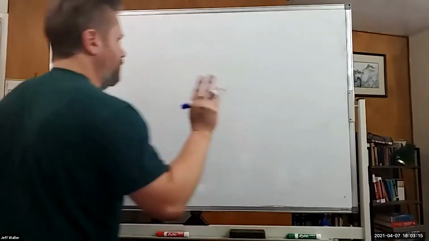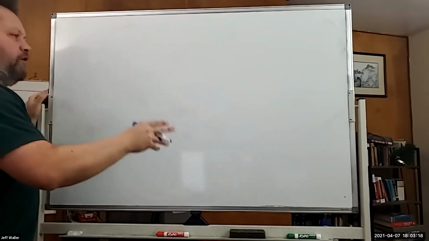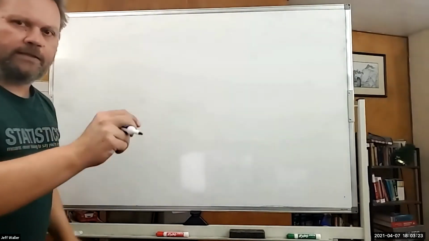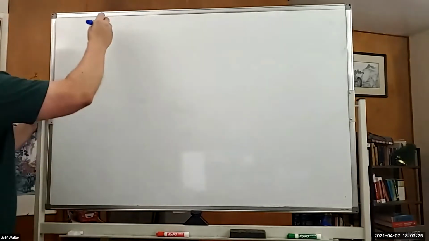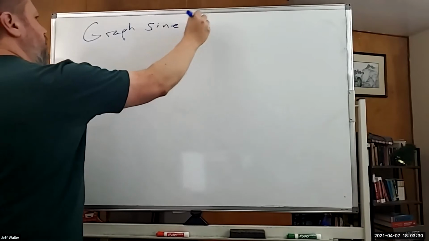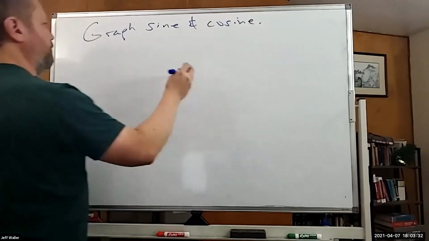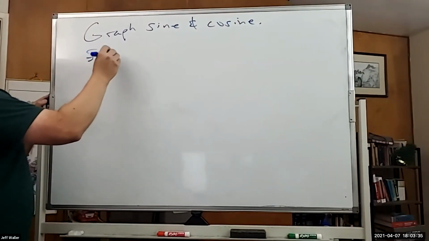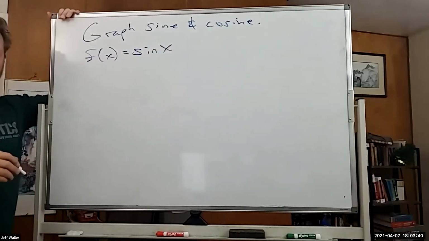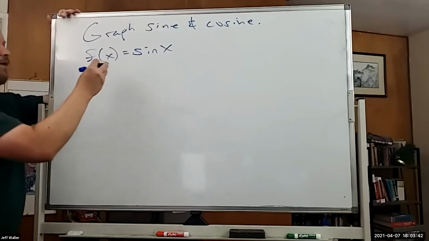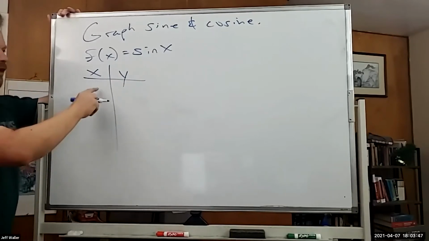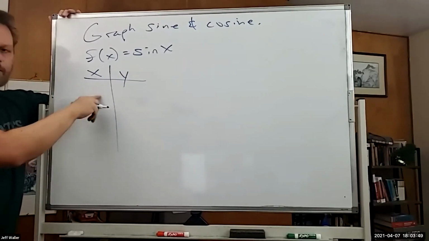So what do we do to graph a function when we have no real idea what it really looks like in detail? We create a table, right? So we're going to graph sine and cosine. So let's graph sine first. To graph this, I'm just going to have an XY table. What should I use as an input? What's a good place to start?